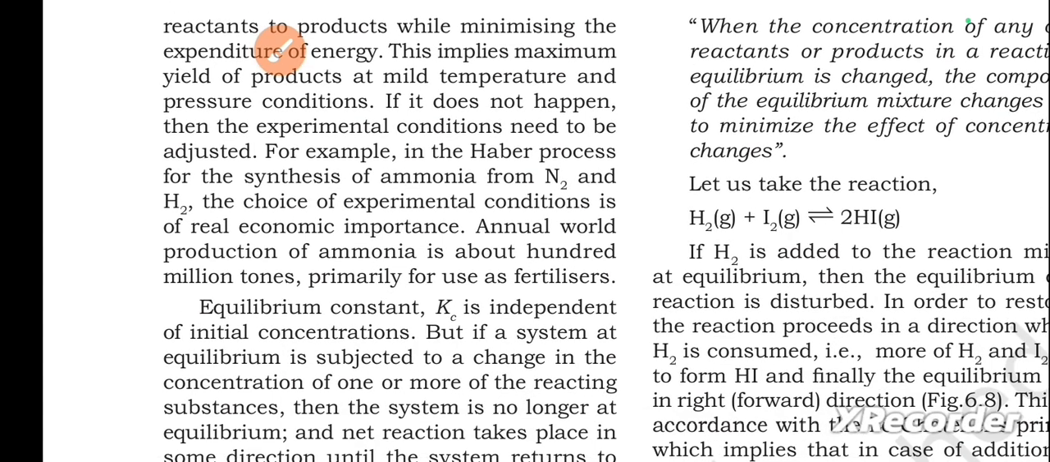For example, in the Haber process for the synthesis of ammonia from N2 and H2, the choice of experimental conditions is of real economic importance. Annual world production of ammonia is about 100 million tons, primarily for use as fertilizers.